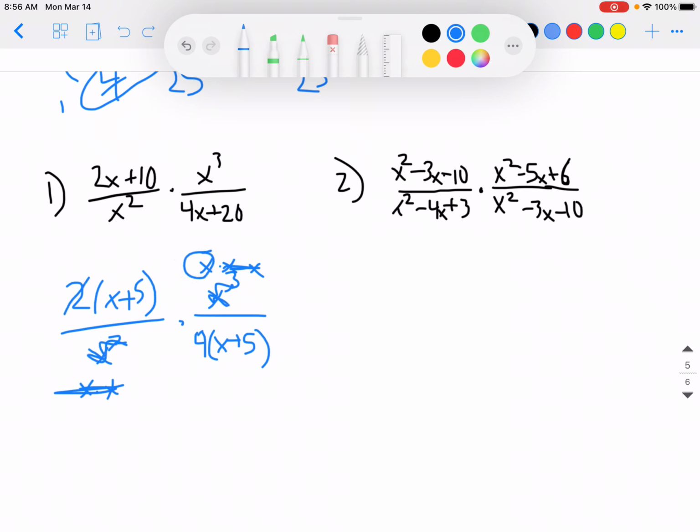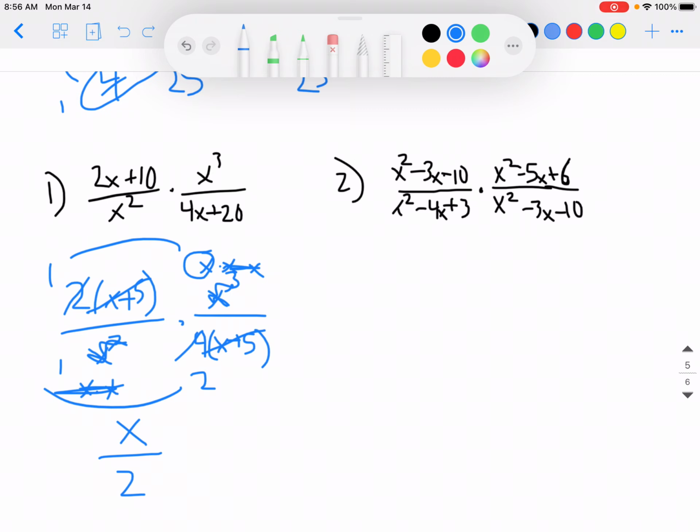The 2 and the 4 are going to cancel out to be 1 and 2, and then the x plus 5 and x plus 5 are also going to cancel each other out. Therefore, the only thing I'm left with is x over 2. 1 times x, and then there's a 1 times 2 down here. There we go.